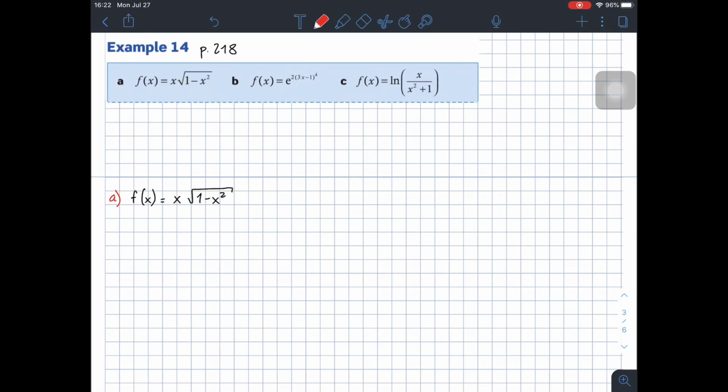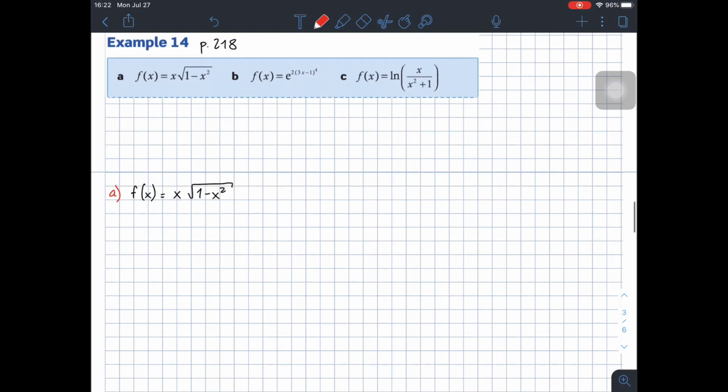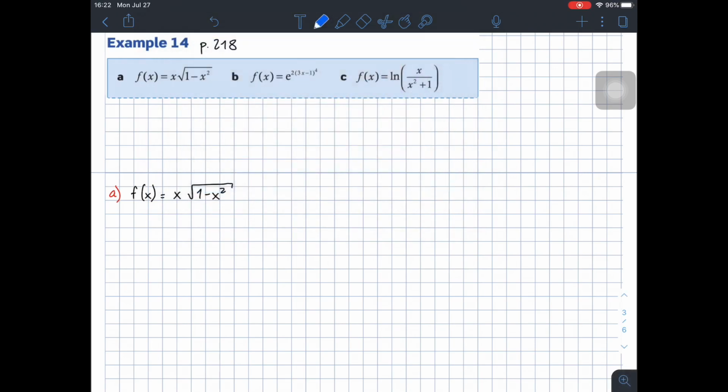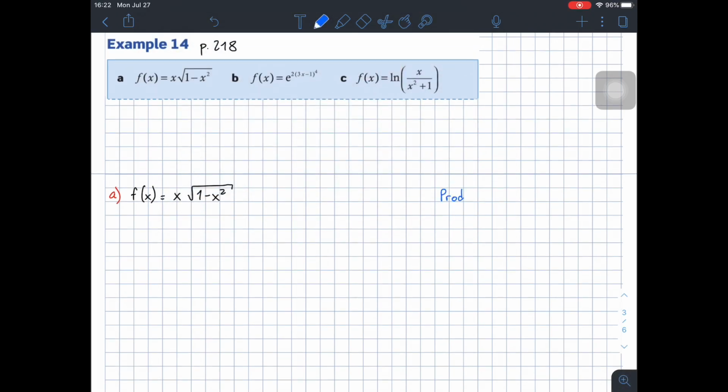We can say that, well, we know that we need to apply product rule because there's a product here between the two functions, x times the square root of 1 minus x squared. So first of all, we're going to remember how the product rule works. The product rule states the following.